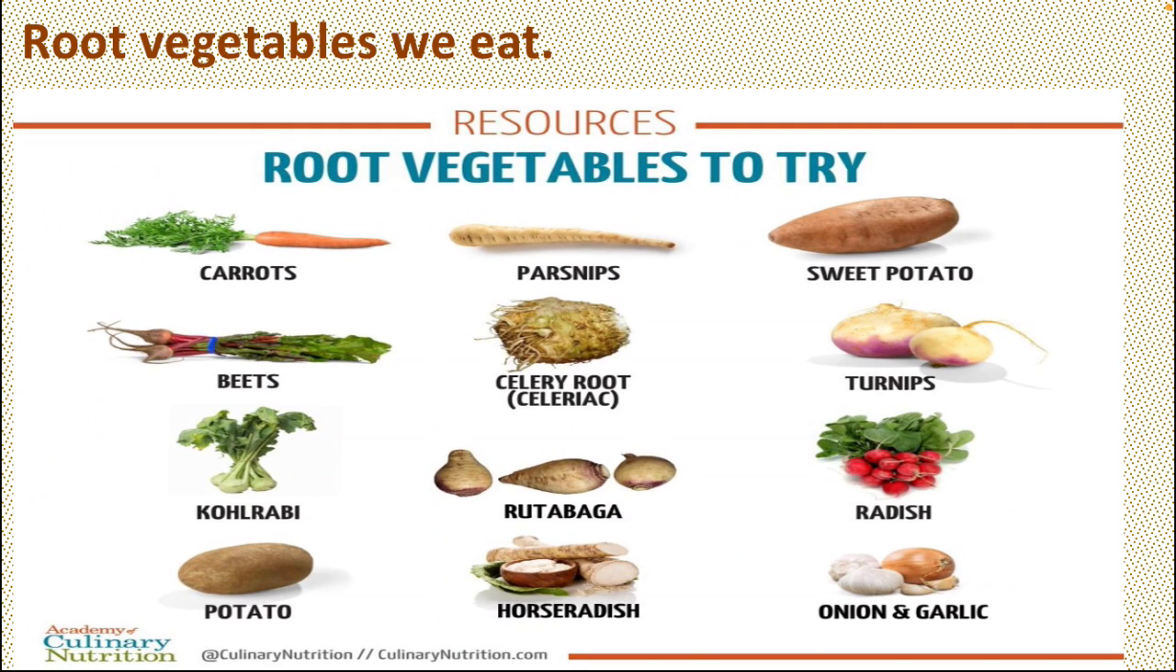Root vegetables we eat. As we have learned before, the roots of many plants can be eaten. Many of these edible roots are known as root vegetables. They are full of nutrients such as vitamins, proteins, and fiber. Root vegetables include carrot, beet, turnip, radish, and sweet potato. You can see there are so many examples of root vegetables.